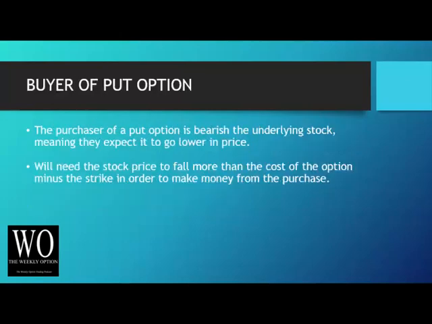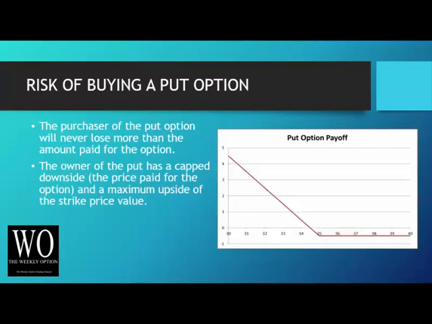If you don't pay your insurance on a monthly or on an annual basis, that insurance policy expires just like an option will. Now, the buyer of a put option is bearish the underlying stock, meaning they expect it to go lower in price. And they'll need the stock price to fall more than the cost of the option minus the strike price in order to make money from the purchase. The purchaser of the put option will never lose more than the amount that was paid. The owner has a capped downside, right? The amount that was paid for the option, and a maximum upside of the strike price value.